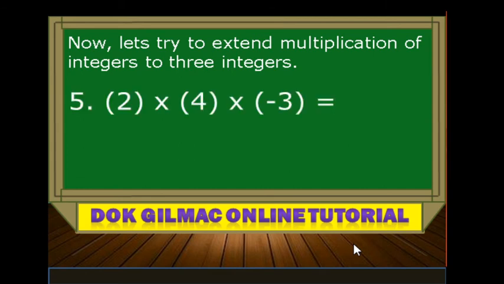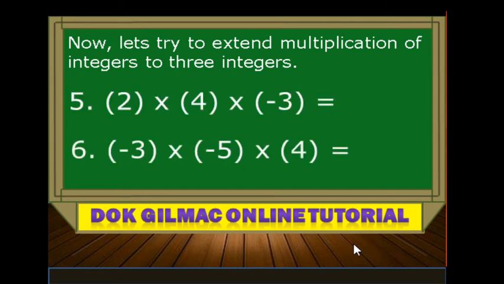Numbers 5 and 6. Let's try to extend multiplication of integers to 3 integers. So we have number 5, 2 times 4 times negative 3. Take note, these two, 2 and 4, are both positive, so the product is positive 8. Multiplied by negative 3, positive times negative are unlike signs, so we have 8 times negative 3, which is equal to negative 24.